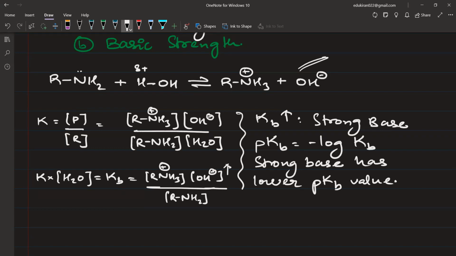Okay. This is about basic strength. Now we will talk about the effect of substituent.